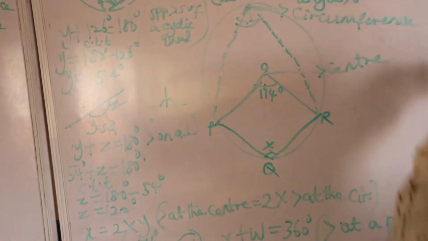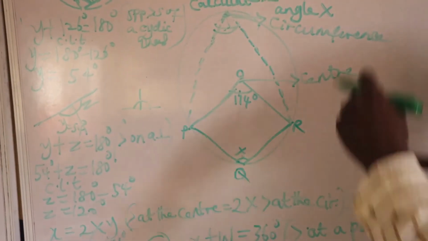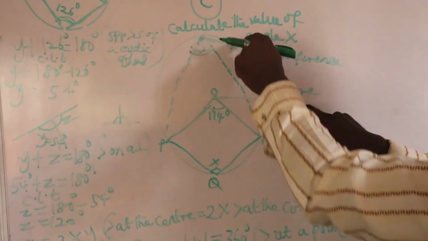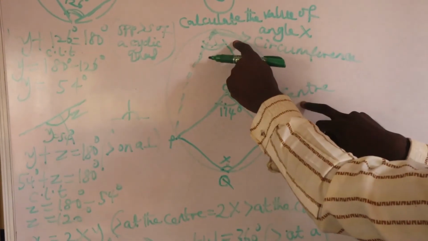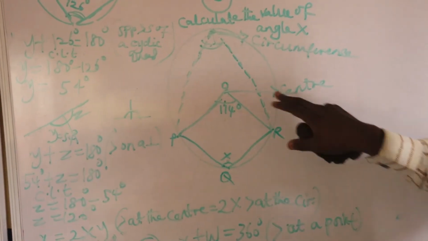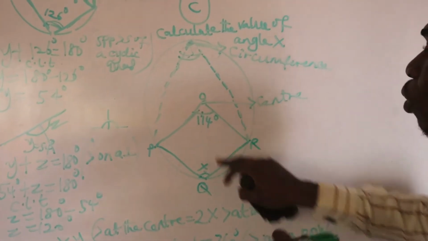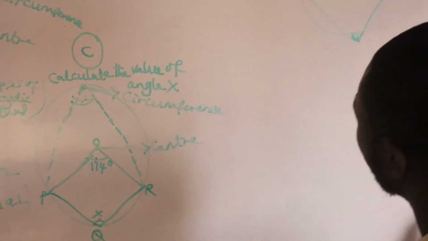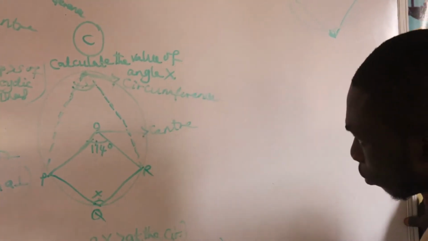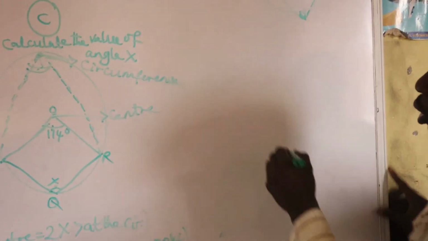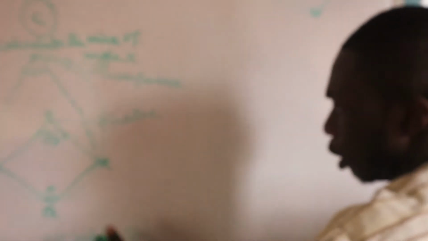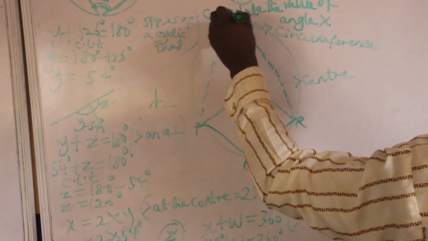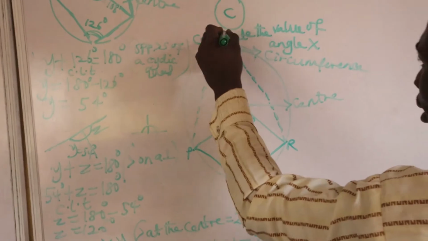So apply the theorem. The theorem says that to obtain the angle at the center, it is twice, 2 times, whatever you have at the circumference. But here, you've been given an angle at the circumference. All you have to do is reverse the theorem. Let me label this: I have PQR, and let me label this X.